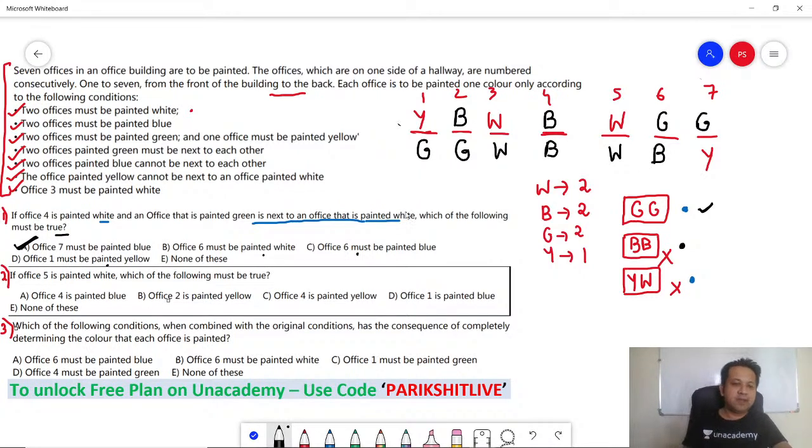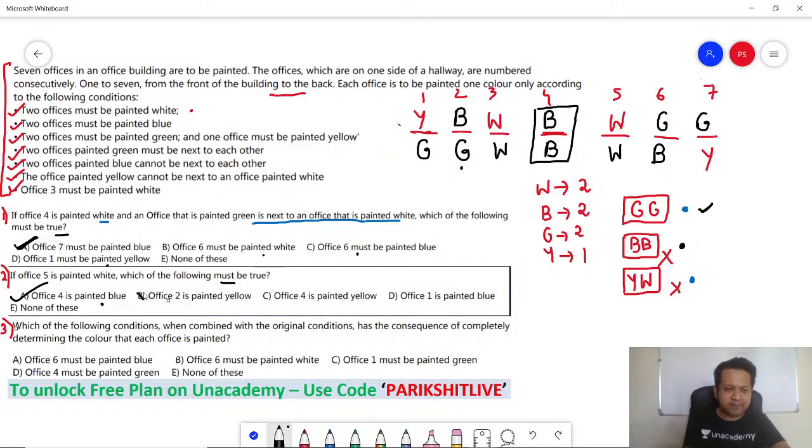So let's look at the question. If office 5 is painted white, which of the following must be true? Must means always. Office 4 is painted blue. Perfect. Can you see this? Office 4 is painted blue in both the scenarios. Hence, A is your answer. Just for completion, let's look at the other options. Office 2 is painted yellow? That's completely false. It is painted blue or green.